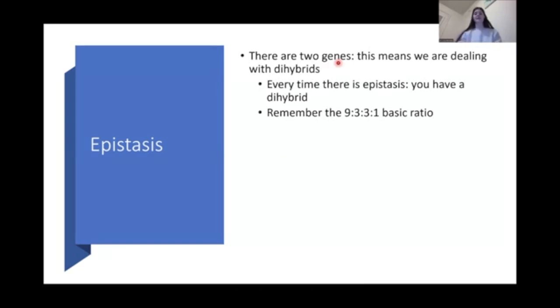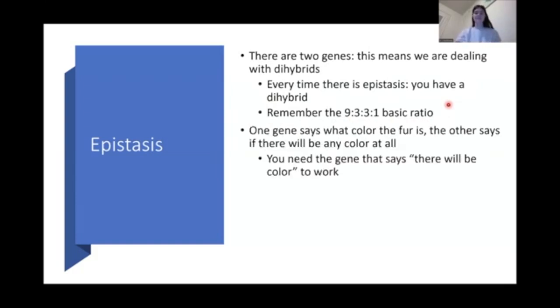Okay, so every single time you have a dihybrid, that's a really important point, and that's the first step in being able to do any of these problems. So since it's a dihybrid, that means that our 9:3:3:1 basic ratio might apply. Remember, this is the phenotypic ratio if you are crossing two complete heterozygotes.